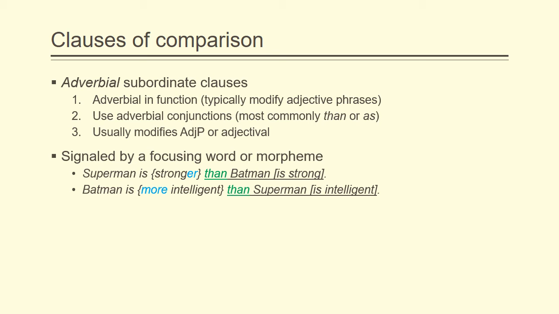Looking at another sentence, Batman is more intelligent than Superman, with the omitted is intelligent. Here the focusing word is more. So more tells us that we have a comparison coming up, more intelligent than who or what. And again, this is completed by the subordinate clause, the adverbial clause, than Superman, again with the omitted is intelligent.